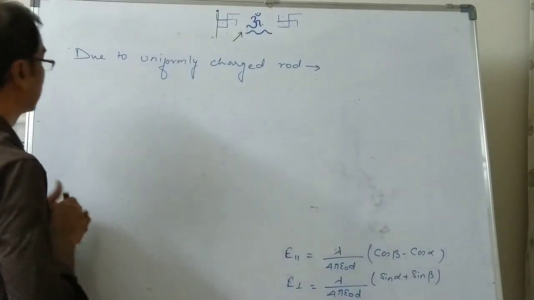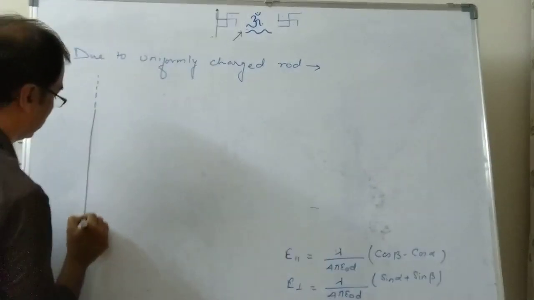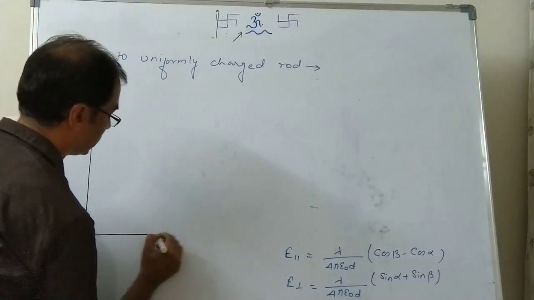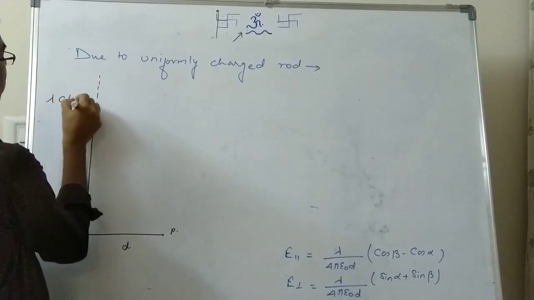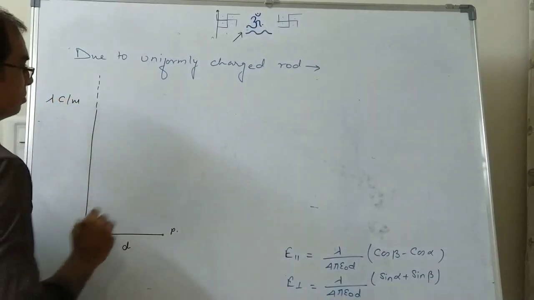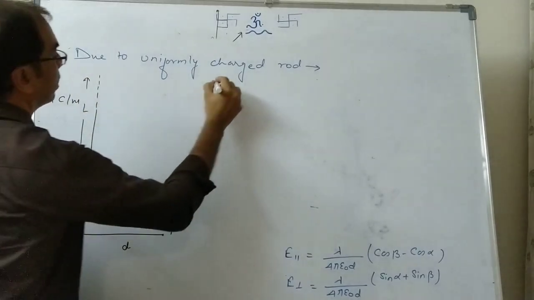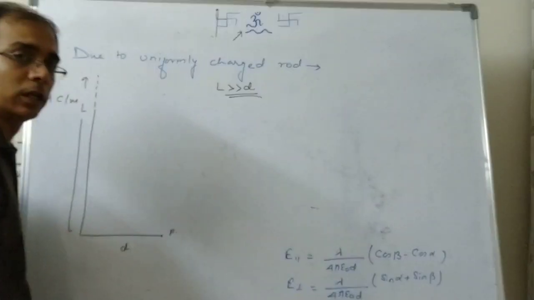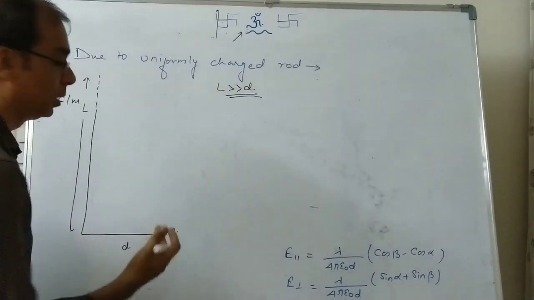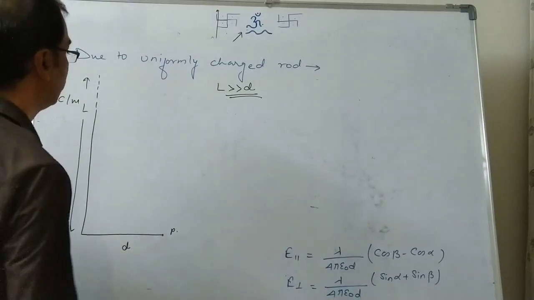Alright, let's make it in this way. Infinite length wire again. But our point is here now. This is point P. This is again lambda coulomb per meter, and length is L. But it's infinite. Why? Because L is very large as compared to small d. So what will be E perpendicular and what will be E parallel?